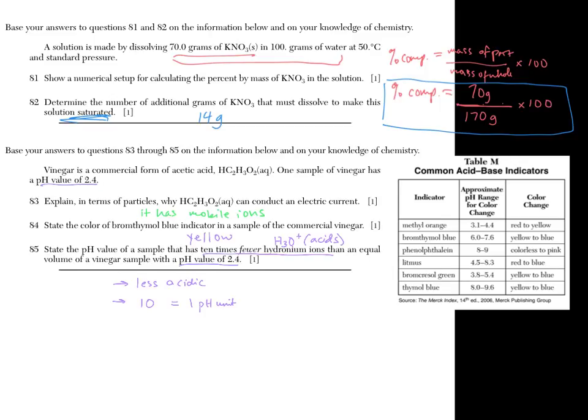So if we're less acidic and we're different by 1 pH unit, let's think. Are we going up or down? So the pH scale goes from 0 to 14. 0 is most acidic, and 14 is most basic. So if we're less acidic, we're going to go towards 14. We're going to go higher on the pH scale. So our final answer, we have to add 1 to our original pH, and that's 3.4.